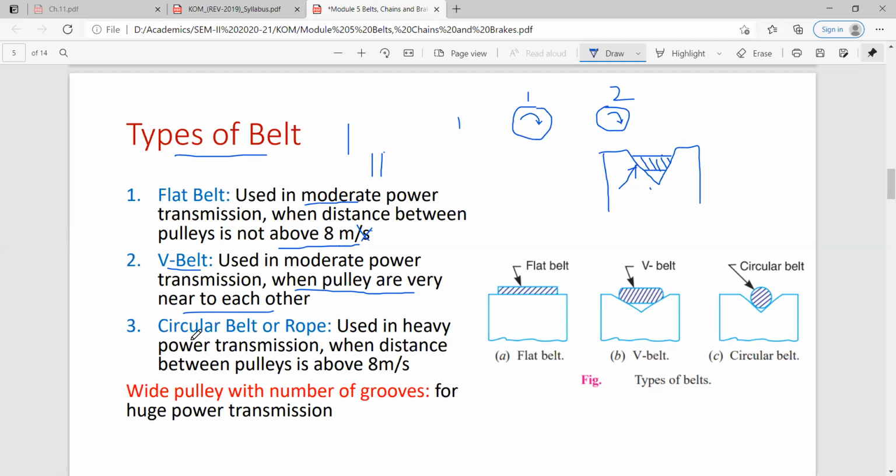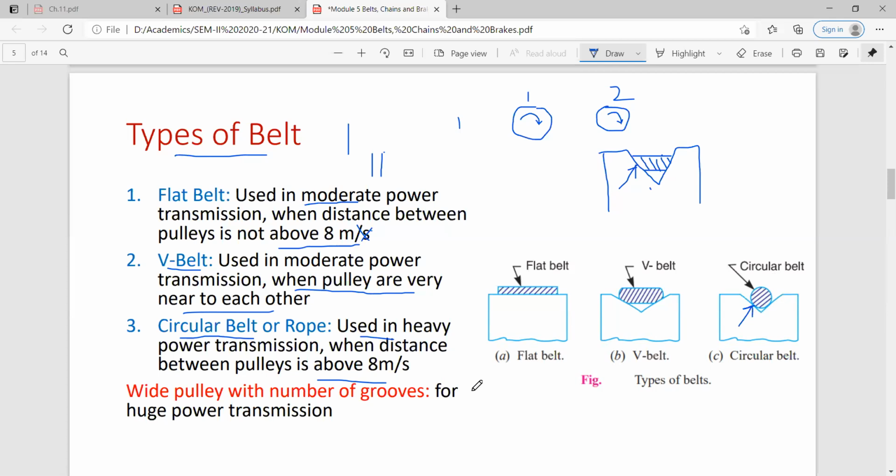Then the circular belt or rope. These are used in heavy power transmission, when the distance between pulleys is above 8 meters. Circular belts are also as efficient as V belt in power transmission because of again this wedge action. Because of this groove, this rope firmly sits in the groove surfaces.